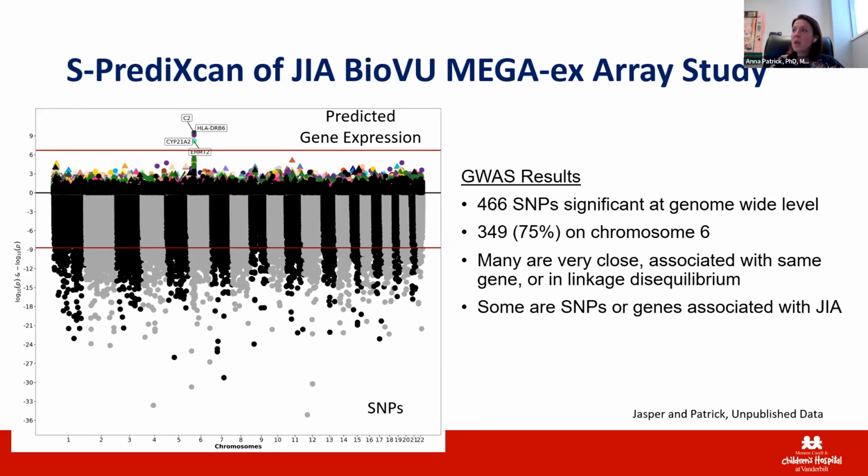So this GWAS was adjusted for 10 principal components, and we ended up finding 466 SNPs that are significant at a genome-wide level. 349, or 75%, of these were on chromosome 6. Many of them are very close, associated with the same gene, or are in linkage disequilibrium, which is something we would have expected. Some are SNPs or genes that have already been associated with JI. And specifically, we have 2 SNPs already that were found in prior GWAS studies. So this is a really rich data set.